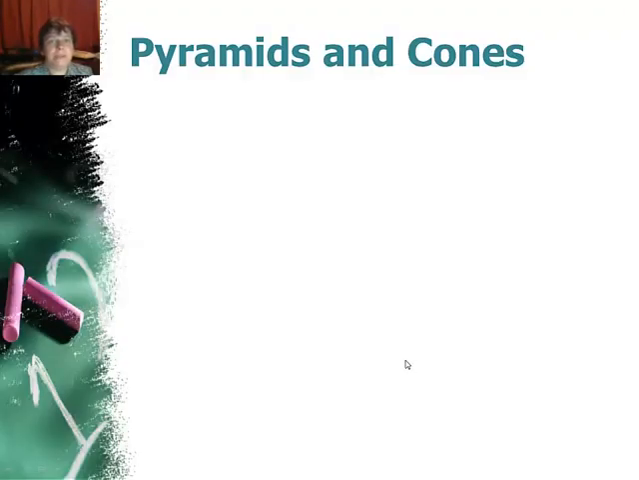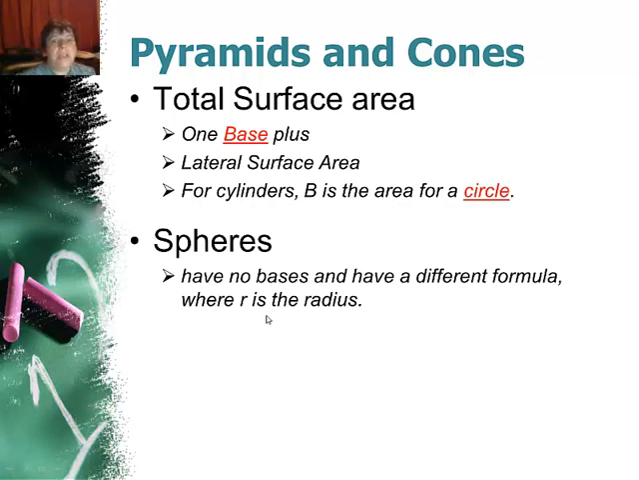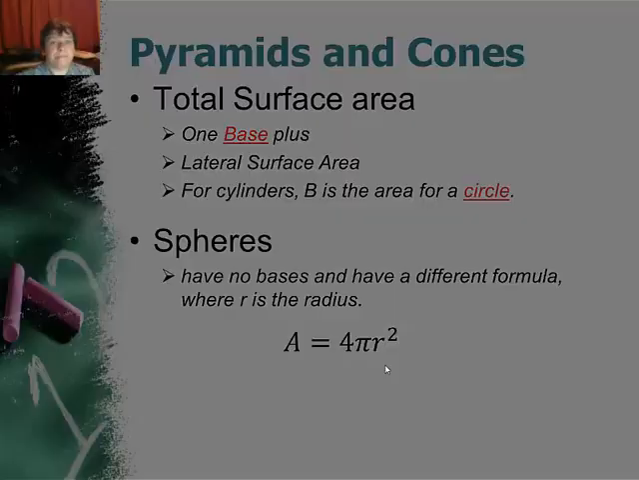For pyramids and cones, it's pretty straightforward. It's just one base plus the lateral surface area. For cylinders and for cones, B is the area of a circle. Now, spheres really have no bases, and they have a different formula altogether, where r is a radius. And that formula is pi r squared.